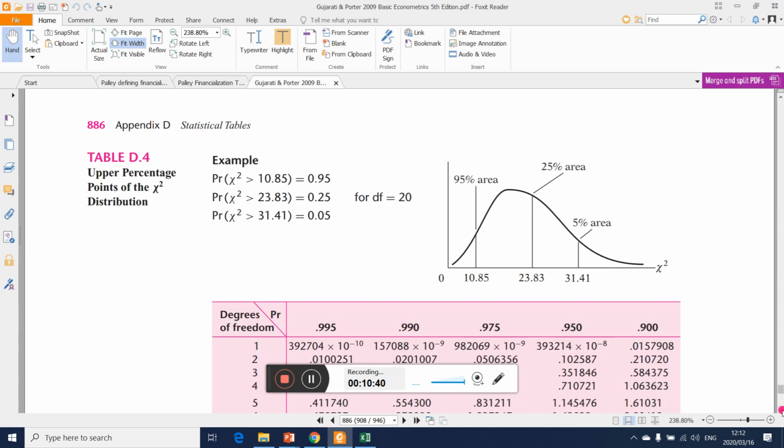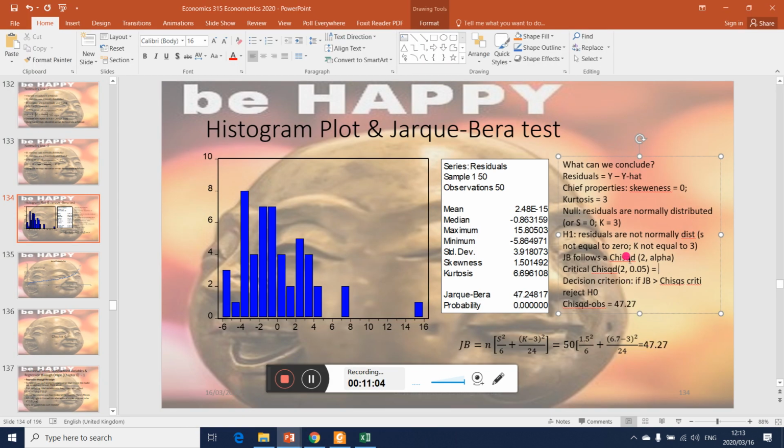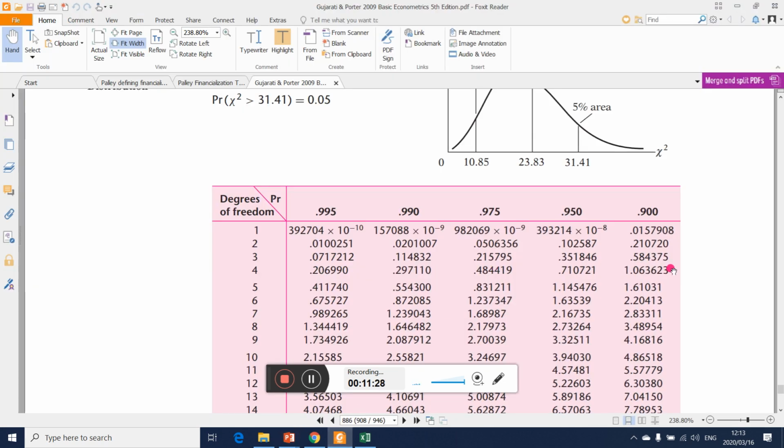Now, let's go to the tables and find our critical value. Here is your chi squared. Here are the degrees of freedom. Here are the p-values. We are working with 5%, so we're going to look for 5%. We only have 2 degrees of freedom in the Jarque Bera test because these are the 2 restrictions imposed. We have imposed the restriction that skewness must be 0 and kurtosis must be 3. So every time you carry out the Jarque Bera test, it only has 2 degrees of freedom, nothing more, nothing less.